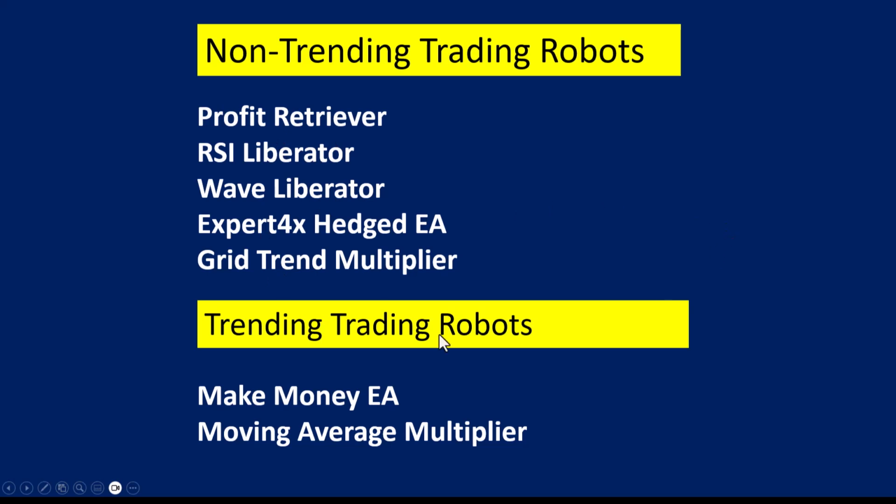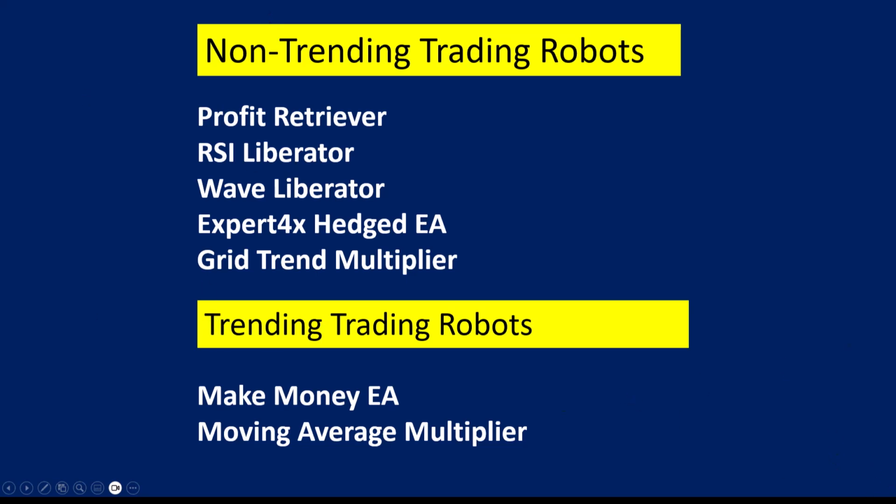Then we have the trending trading robots. Those are the ones that make huge amounts of money in trending markets. That is the Make Money EA and the Moving Average Multiplier. Now I showed you how effective the moving average is. What this EA does, it multiplies the impact of a trend. So that's basically how you would do it.